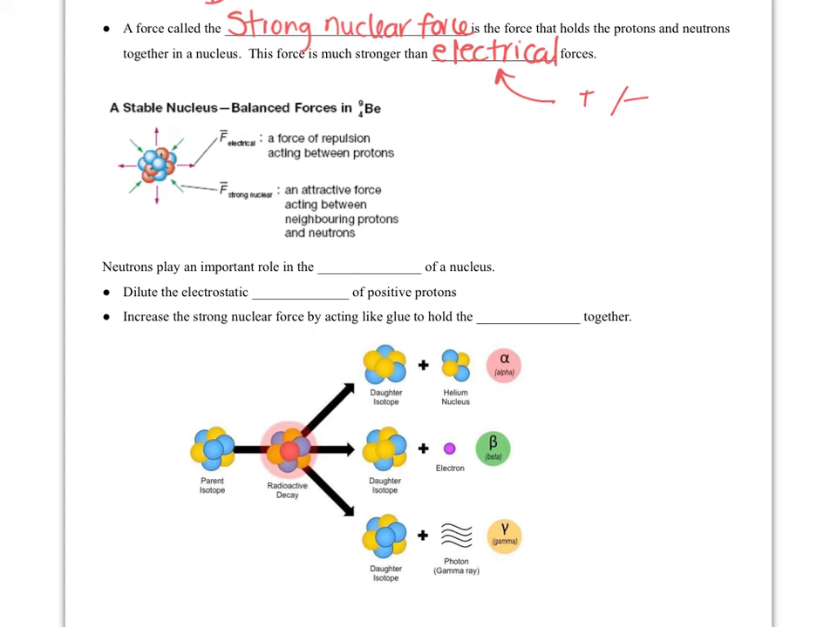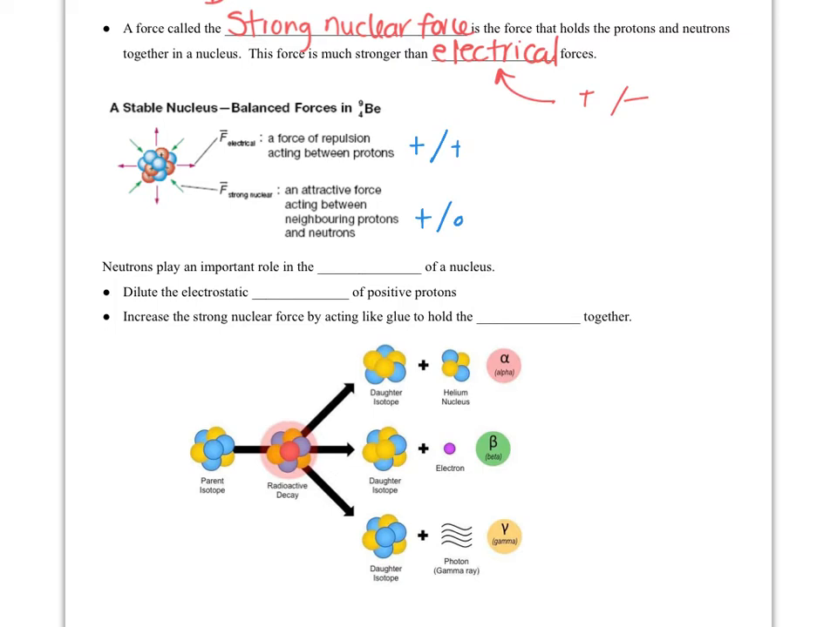So looking at the balanced forces in beryllium, beryllium has electrical forces, and those would be the force of repulsion between protons. Remember, of course, protons are both positive, so we would have a positive repelling a positive. Now, protons all exist within the nucleus, and they are tightly packed. So how is that possible if they repel one another? So in comes the strong nuclear force. There is an attractive force acting between neighboring protons and neutrons, so a positive and a neutral.